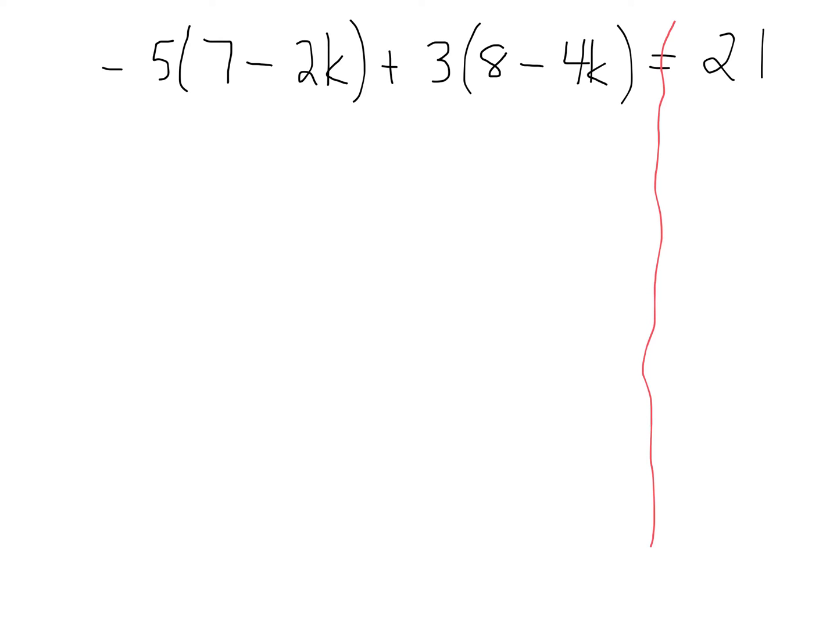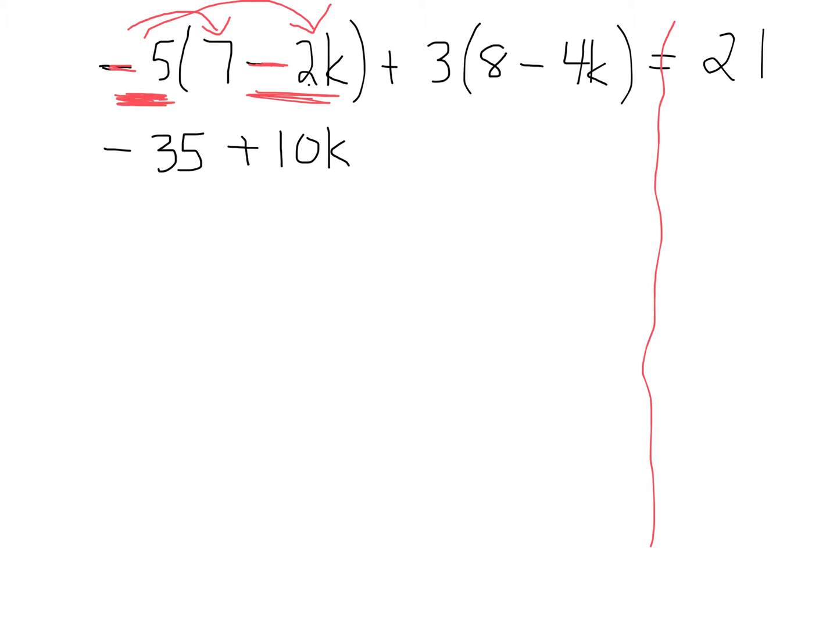Rewrite them. Distributive property. You multiply. I'm multiplying negative 5 by the first term inside the bracket. What's a negative times a positive? Negative 35. Okay. Then I'm multiplying this negative 5 again by the next term inside the bracket, which is a negative. It's a negative 5 times a negative 2k. What's a negative times a negative? Positive 5 times 2? 10k.